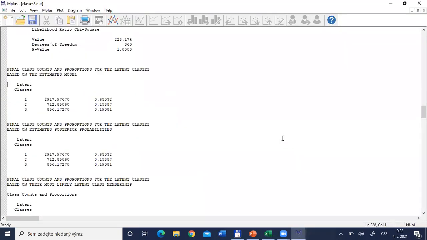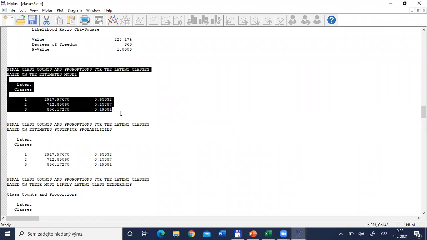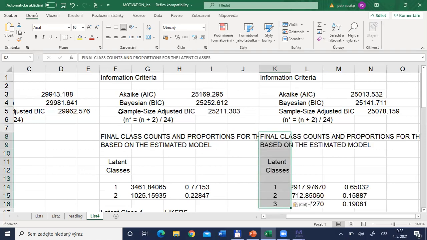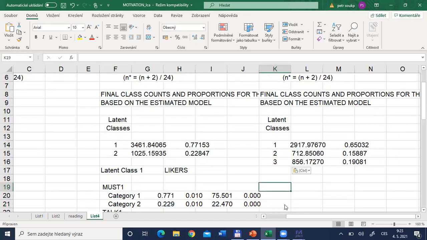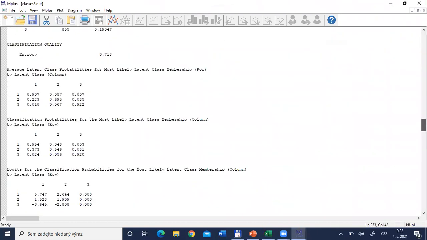So I would once again go down and copy sizes of individual classes. Here it is, and I can see that I have three classes as I expected. One is quite big, approximately two thirds, and then two quite small classes, approximately one fifth and approximately 16 percent. So before I start to read individual results, I can expect that this biggest class would be a big amount of these likers. One of these classes would be dislikers, and maybe there would be some group which is somewhere between.